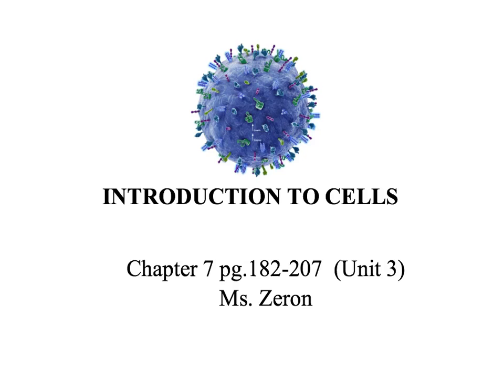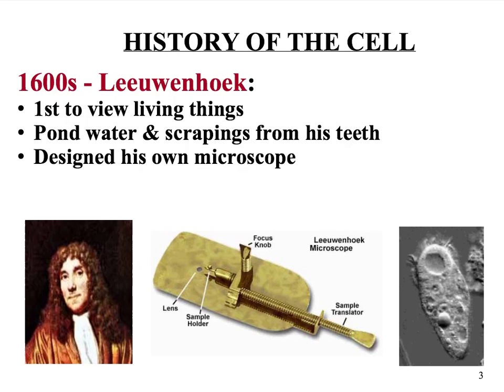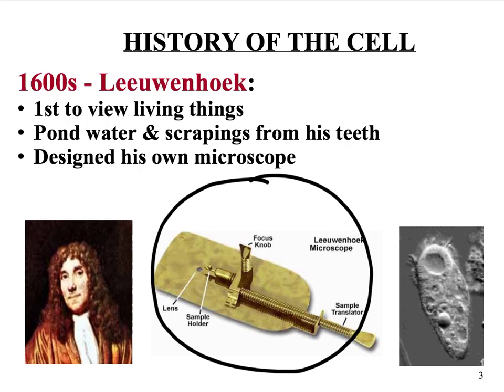This is Ms. Ziron. In order to understand better what we know about cells, we need to take a step back in time, to 1664, when Robert Hooke took a piece of cork and looked at it under the microscope and discovered little compartments. He named those compartments cells. Now, Anton van Leeuwenhoek is credited for viewing the first living things using his own microscope that he designed. He took samples from pond water and also from his teeth.